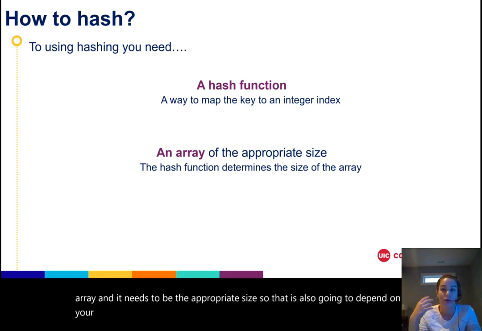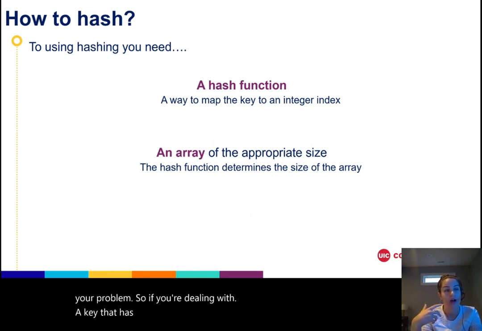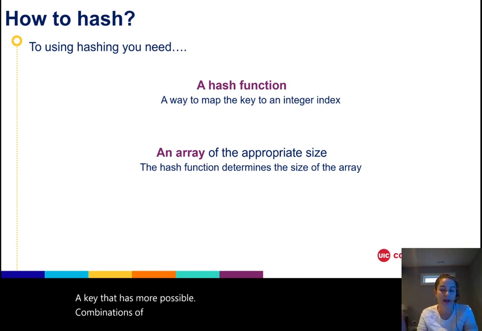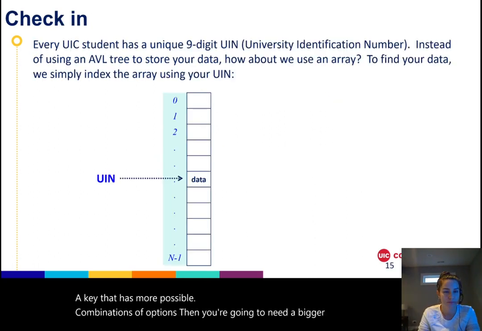So if you're dealing with a key that has more possible combinations of options, then you're going to need a bigger array in most cases.